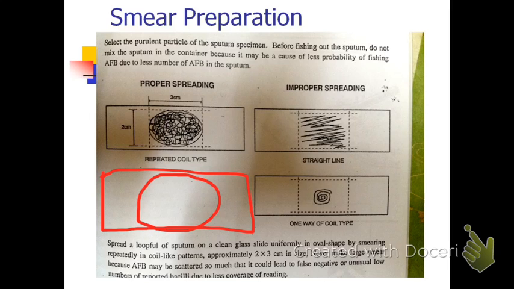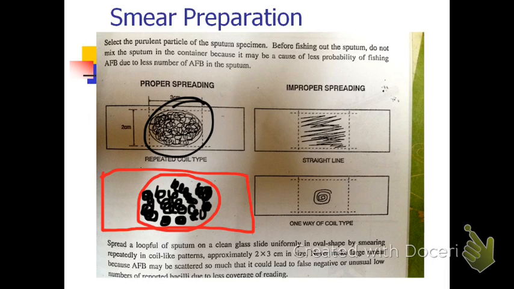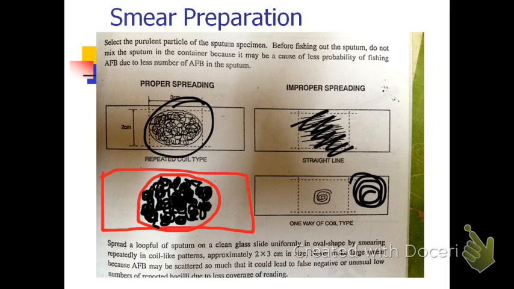Then you have to employ the repeated coil. This is what you call the repeated coil. My stylus is big, so that's the reason it appears to be big, but it has to be fine. Repeated coil until you are able to occupy the 2 by 3 as shown here. After the repeated coil, your specimen is now ready for staining. You're not supposed to spread it this way or this way. We call that the one-way coil.